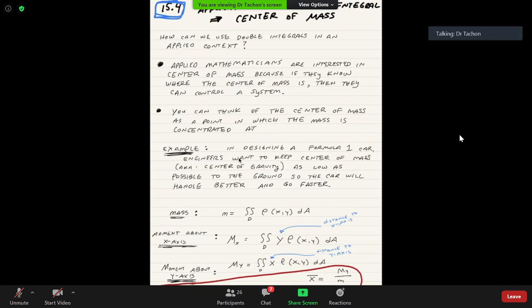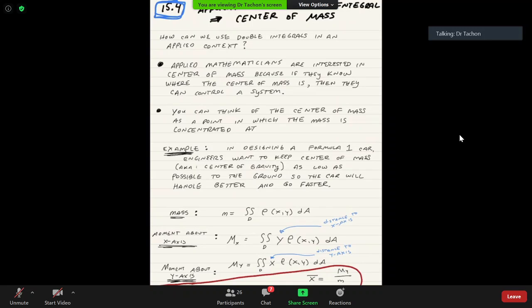Whatever. Okay, example. So where would you use center of mass in real life? In designing a Formula One car, engineers like to know where the center of mass is. You figure out where the center of mass is, and for Formula One cars, they like to keep the center of mass as low to the ground as possible because the cars handle better and go faster. You know those cars are always so low to the ground. So mathematically, this is how you would figure out where the center of mass is.